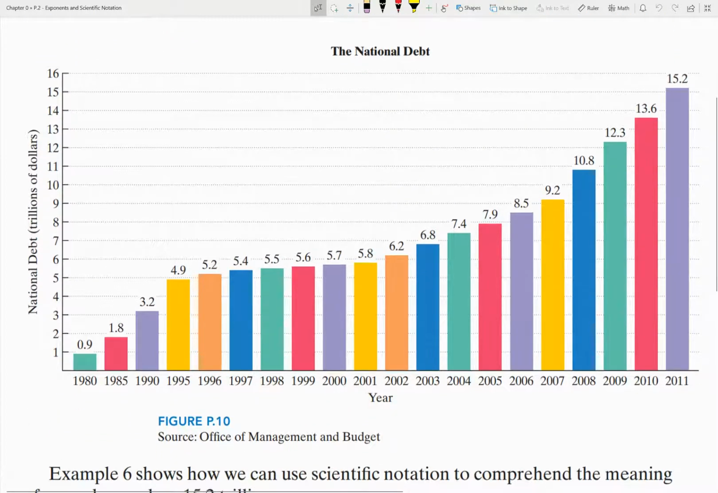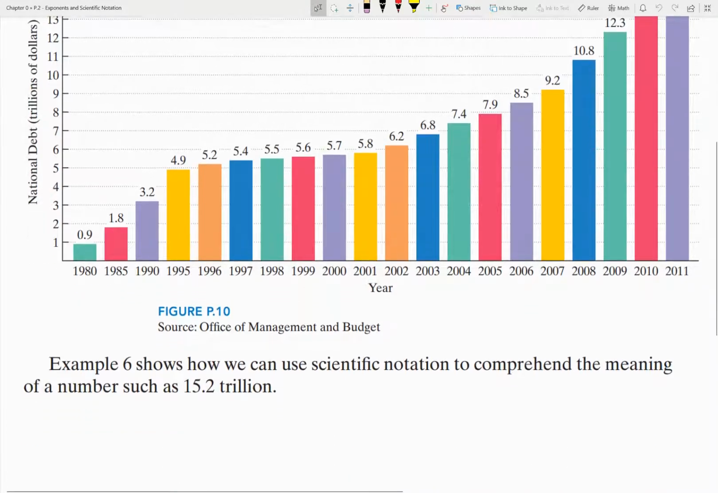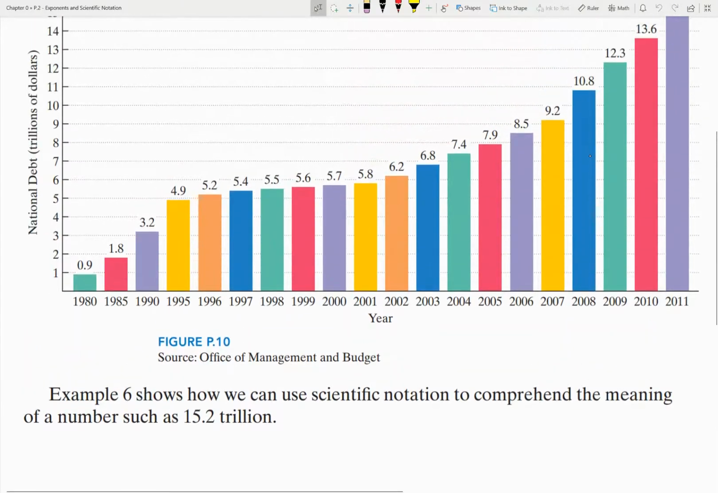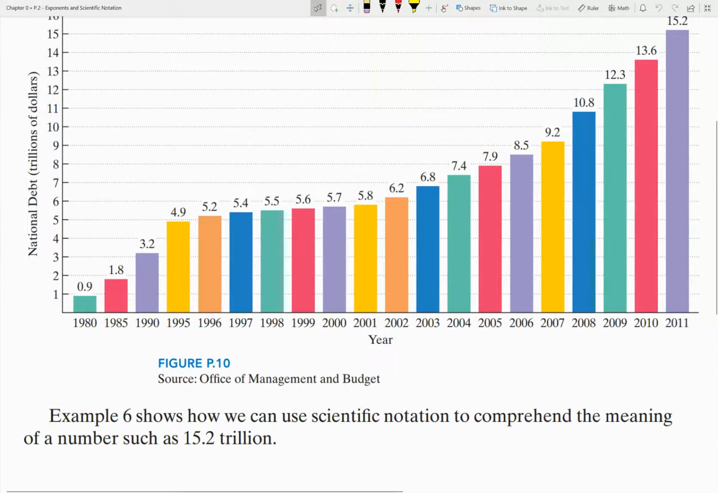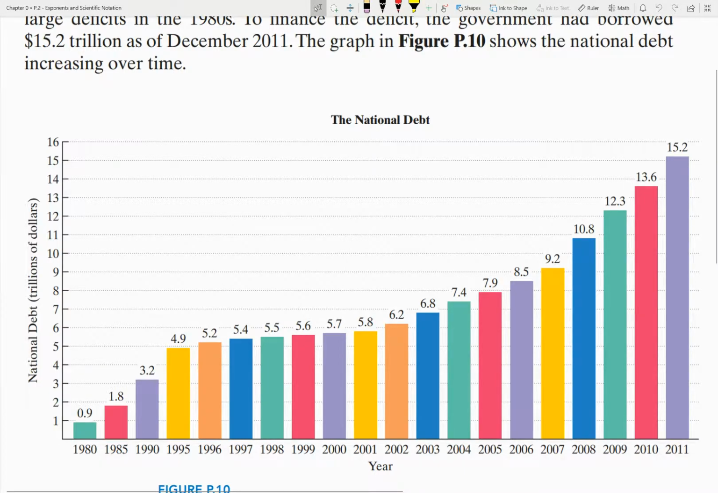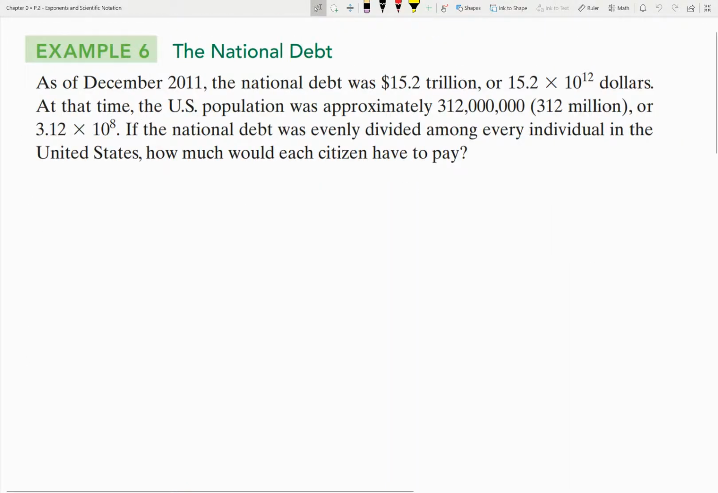Here's a nice graph of what happened to the national debt over time from 1980 to 2011. Again, like I mentioned before, it is much larger now. Example 6 on the next page is going to show us how we can use scientific notation to calculate things with this. So we have 15.2 times 10 to the 12th, trillion dollars.